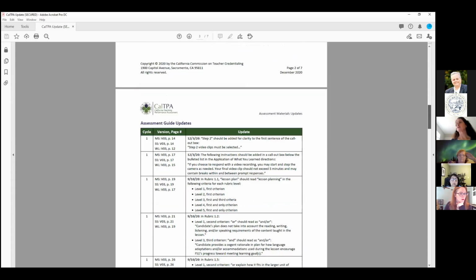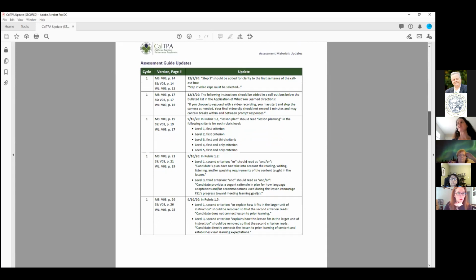The next section is a detail of each of the updates. And it tells you which cycle the update takes place in, which version, and the abbreviations here: MS for multiple subject, SS for single subject, and WL for world language. And then a detailed description of exactly what the change was.